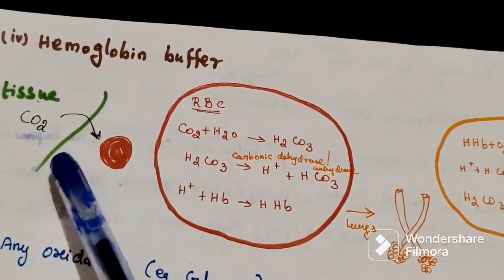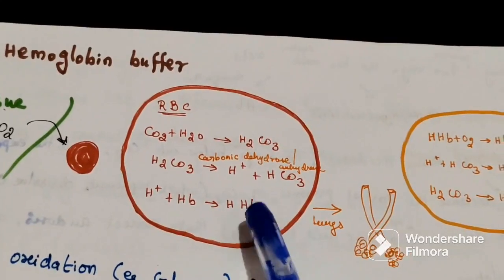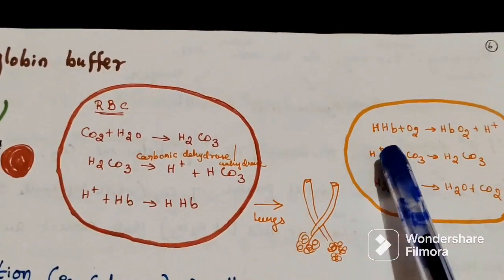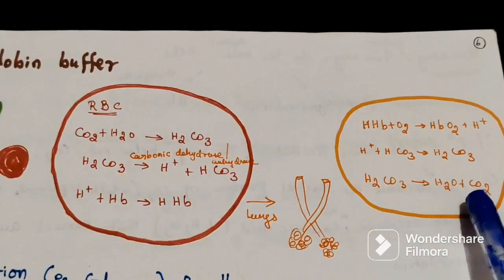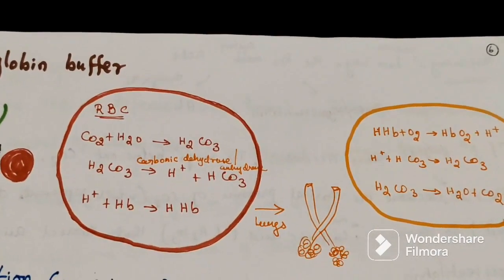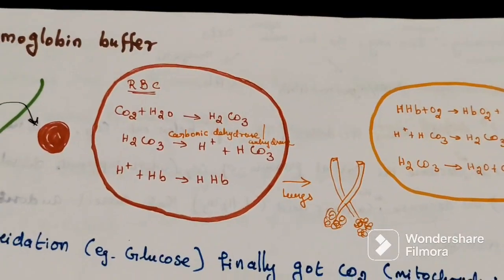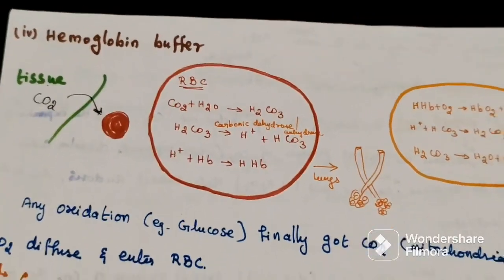Tissue containing carbon dioxide enters the RBC and forms HHb. This HHb enters the lungs, then forms H2O and CO2. The water and CO2 get evaporated through respiration. By this manner Hb acts as a buffering molecule.